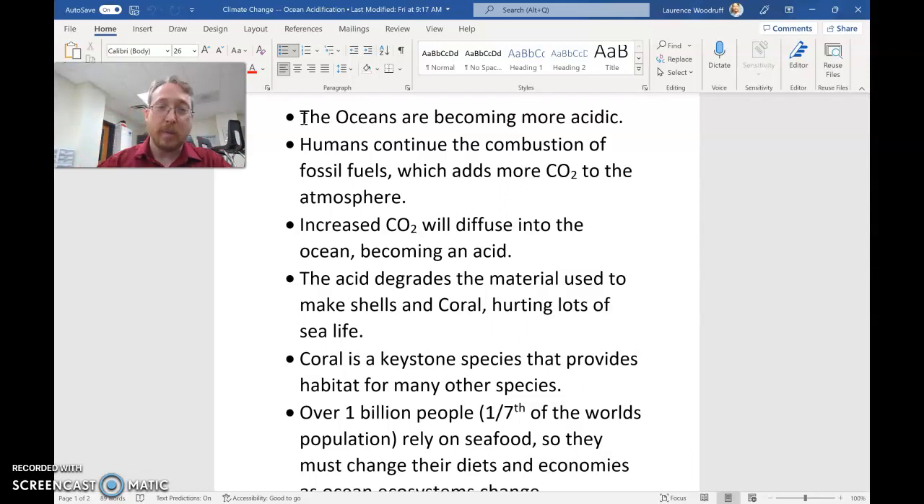1, the oceans are becoming more acidic. This is happening because humans continue the combustion of fossil fuels, which adds more carbon dioxide to the atmosphere. The increased carbon dioxide in the atmosphere diffuses into the ocean and becomes an acid. The acid degrades the material used to make shells and coral, which hurts lots of sea life. And coral is a keystone species that provides habitat for many other species.